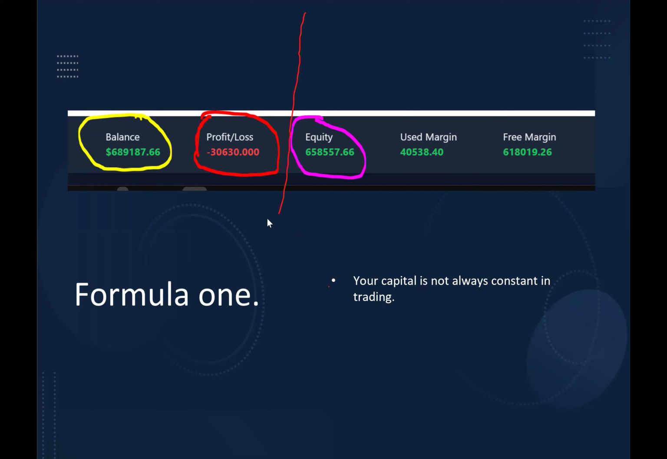So when you are trading, you see that the capital is not constant. The money you put in, the initial deposit that you deposited, is not constant, because when you're making profit, it will fluctuate, and when you're making losses, it will fluctuate. That is why the brokers usually give their disclaimer: capital at risk.